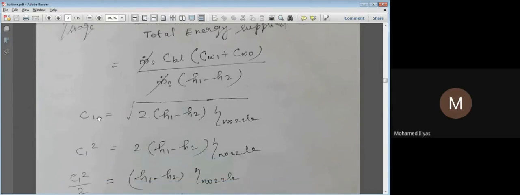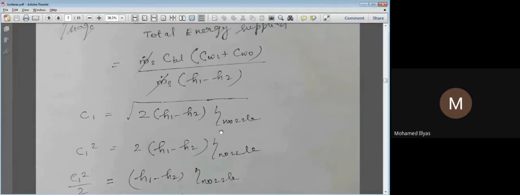In our nozzles, we have written a relation: actual velocity of the nozzle V2 equals root of 2 into (H1 minus H2) into nozzle efficiency. The same thing we are writing here. There we used V2, but here it is C1, because in the nozzle that is for the outlet. In a turbine, the nozzle outlet is the entry to the turbine. So the outlet velocity of the nozzle is equal to the inlet velocity of the turbine. Here we are not talking about the nozzle, only the turbine, so it is the inlet velocity for the turbine. That's why we use C1 here.